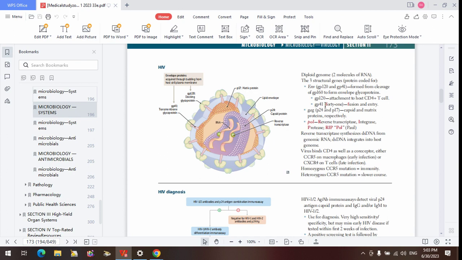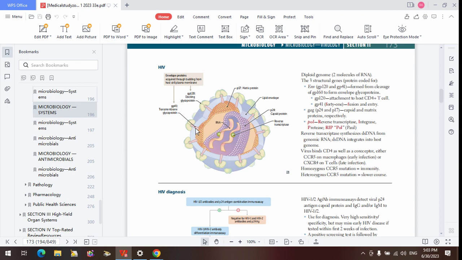GP120 is a docking glycoprotein. You can see the shape. It docks. It just fixes. While GP41 is a transmembrane protein. That one spans the envelope membrane of the HIV. They have different functions.